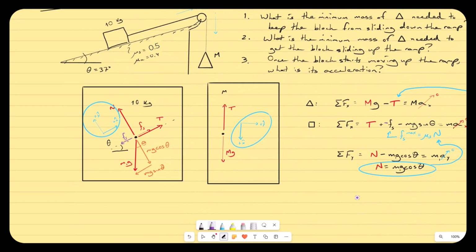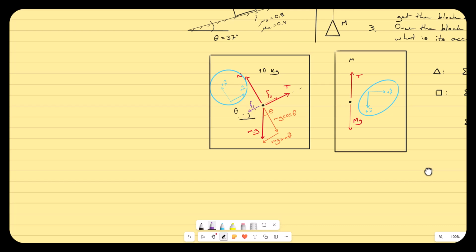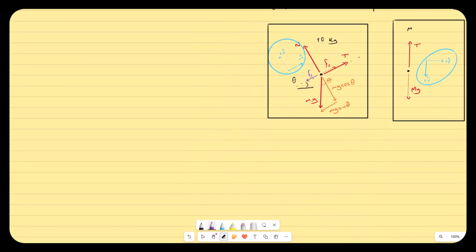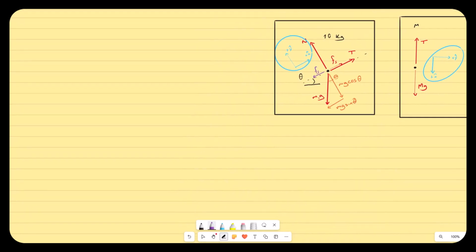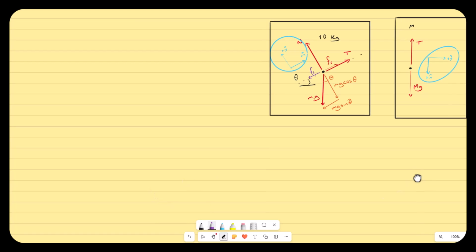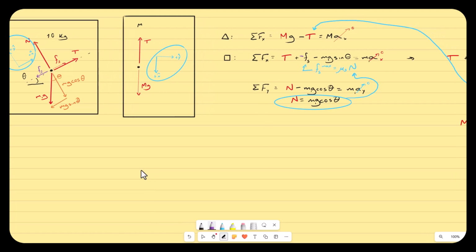It's just its own thing. Once the block starts moving up the ramp, what is the acceleration? Okay, I did this before. I said let's take the exact same stuff I've got and figure that out. So I'm going to try that here. I'm going to see if I can tweak what I've got to get there.